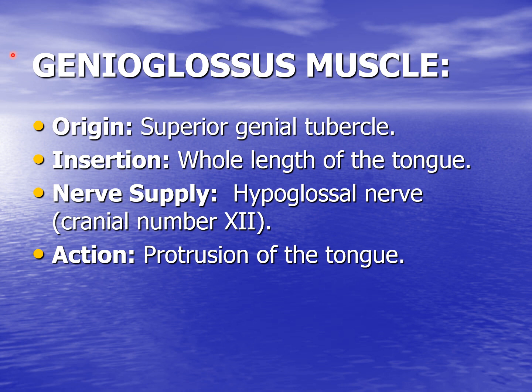This is the resume of the genioglossus: origin, insertion, nerve supply, and action.